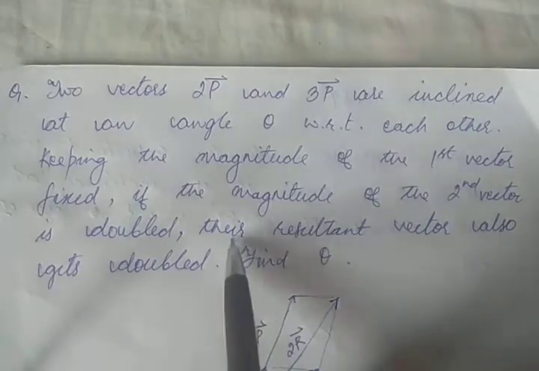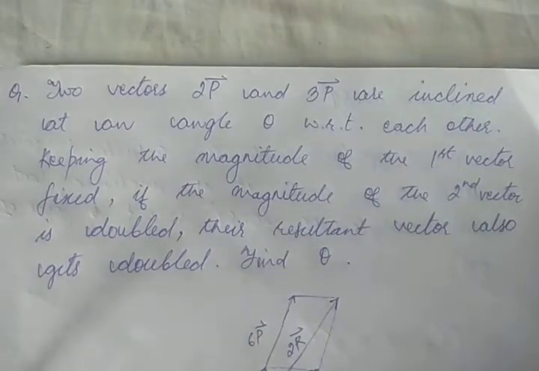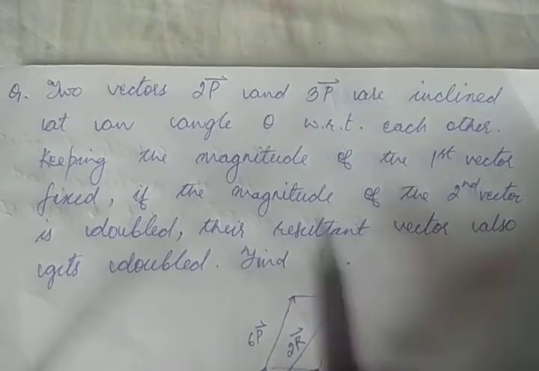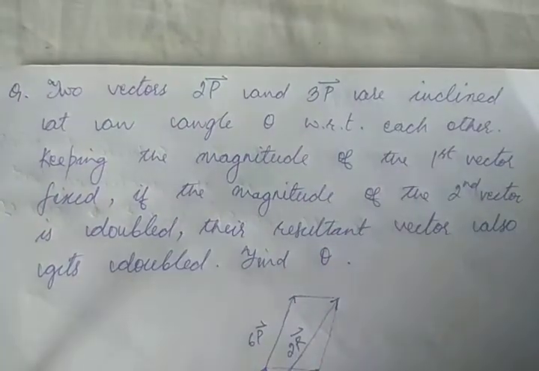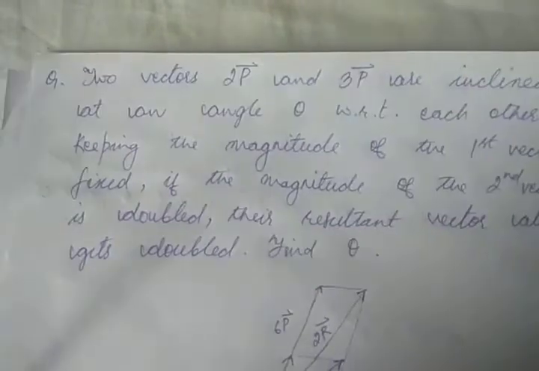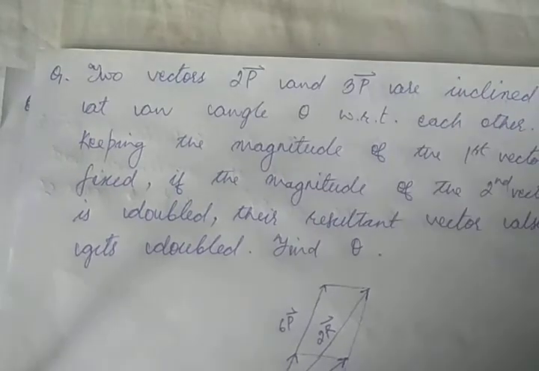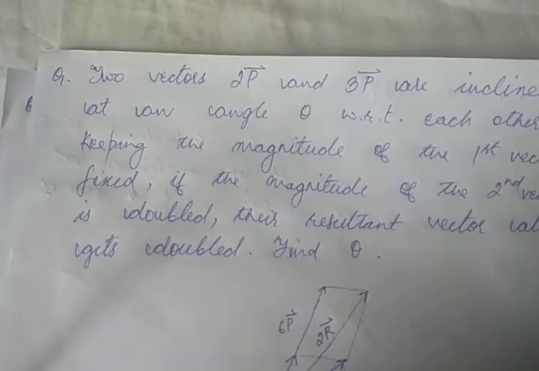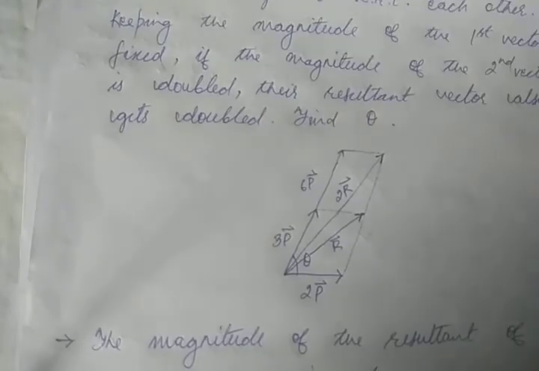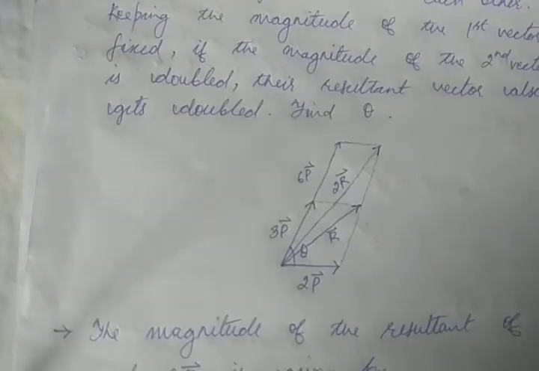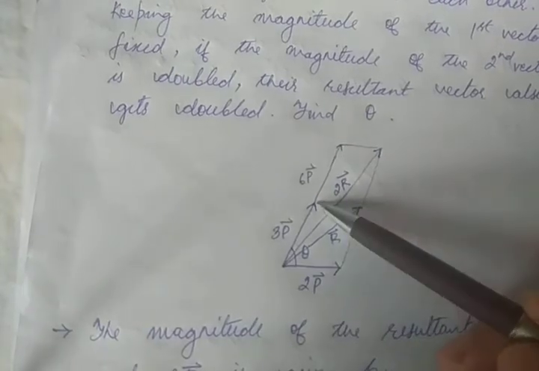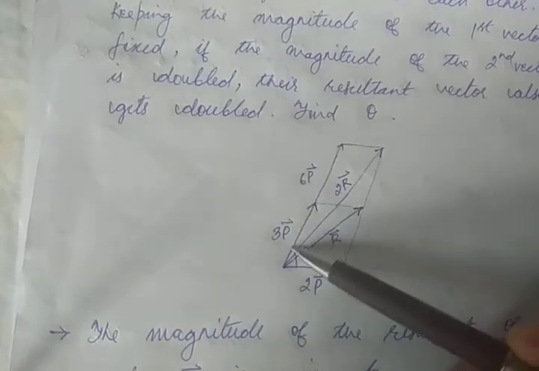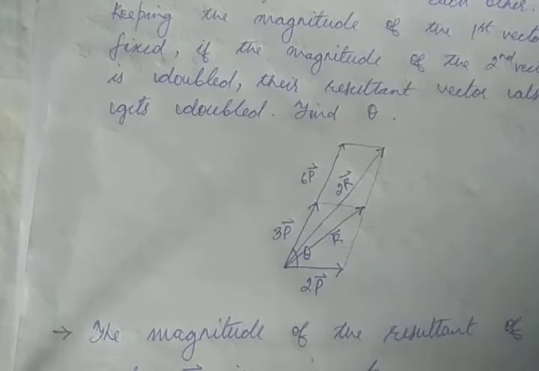Then what the question says is the resultant vector also gets doubled. So when the magnitude of the second vector is doubled, the magnitude of the resultant of these two vectors is also doubled. Then the question says find theta, that is the angle of inclination between these two vectors 2p and 3p. So you can draw the picture like this. This is your 2p, this is your 3p, and the angle between them being theta.